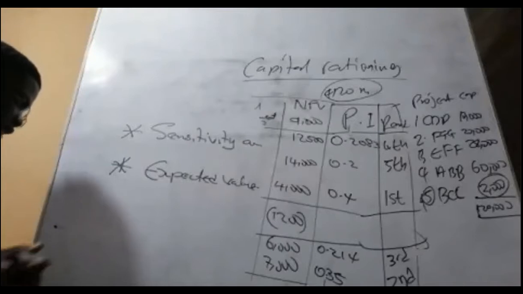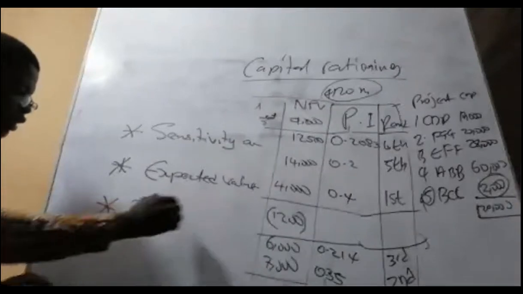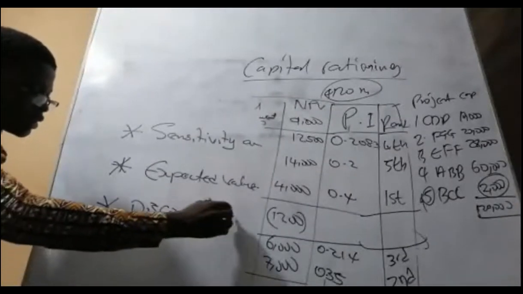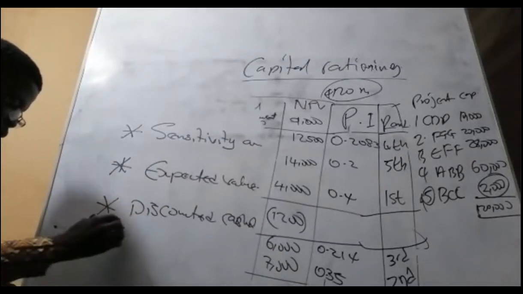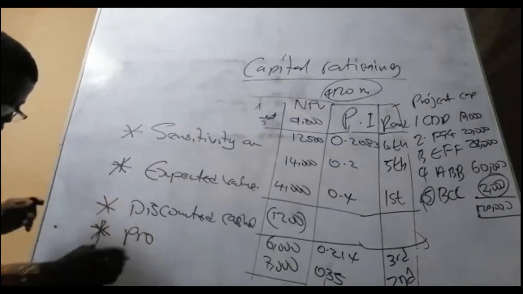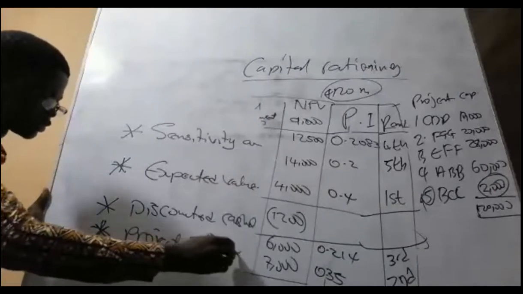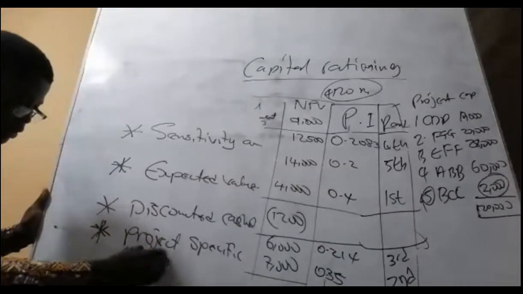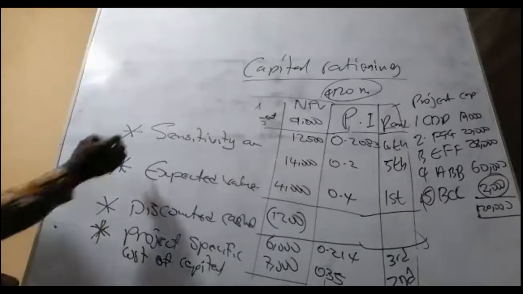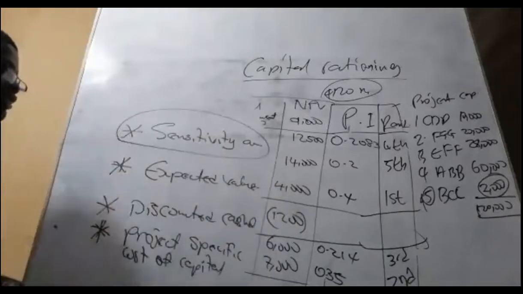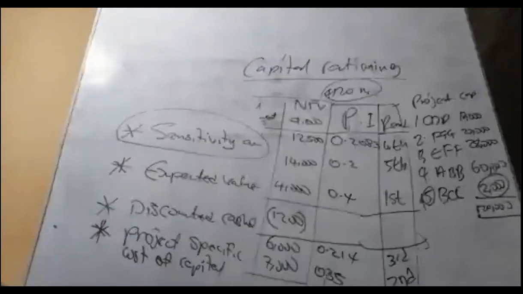And also discount the cash flows. So by discounted cash flows. Can also tell the examiner that by using project specific cost of capital. Project specific cost of capital. So I'm just going to take sensitivity analysis out and explain what we mean by sensitivity analysis to end the game.